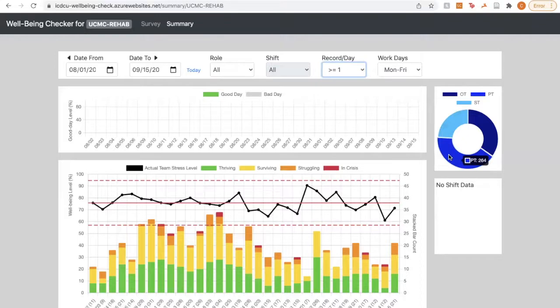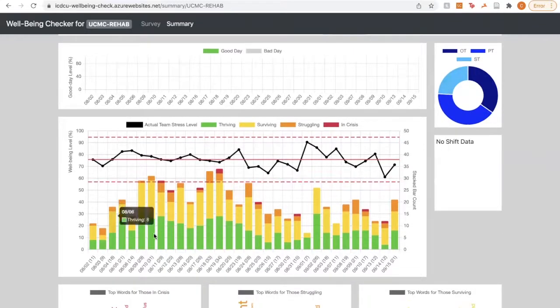Moving to this larger graph, along the bottom, are the responses for the day. The taller the bar, the more responses. The colors correspond to the 4 wellness categories. Green is thriving, yellow is surviving, orange is struggling, and red is in crisis. This black line represents the team stress level based on the individual responses. The higher the number, the less stressed your team is overall, with 100% being everyone at thriving.